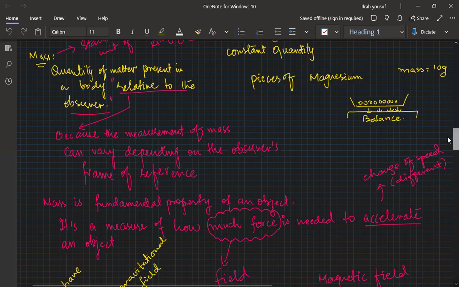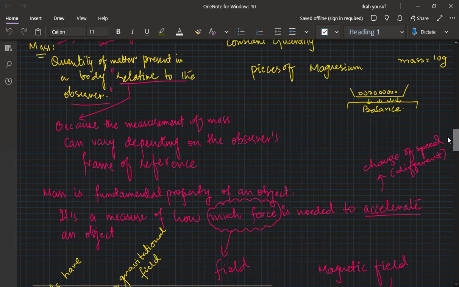Since mass is a fundamental property of an object, it is a measure of how much force is required to move the object from one point to another, or to accelerate an object in one frame.